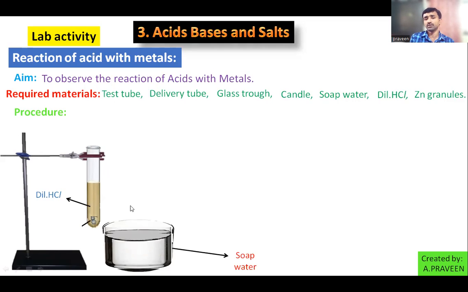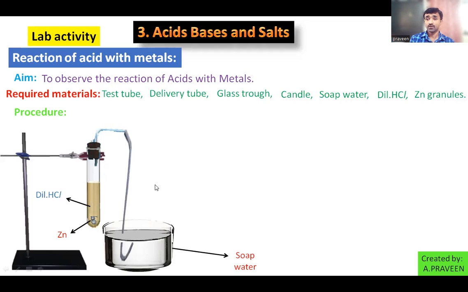After dropping zinc granules, immediately fix the boiling tube with the delivery tube, so the reaction may take place in that. Before or while dropping the zinc granules, you need to close this boiling tube with the help of a rubber cork, which is connected with the delivery tube into the soap solution.